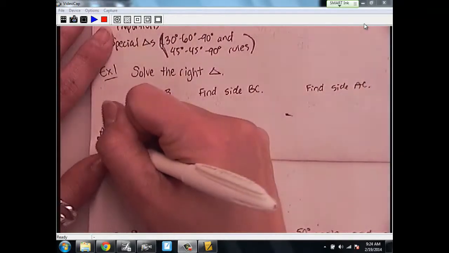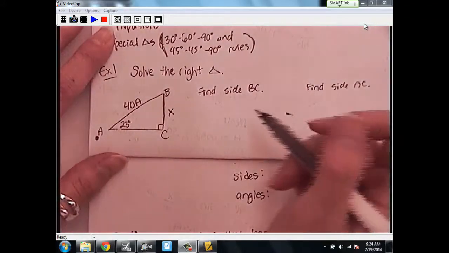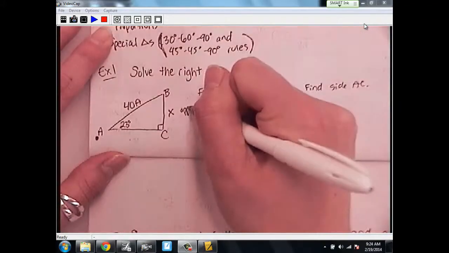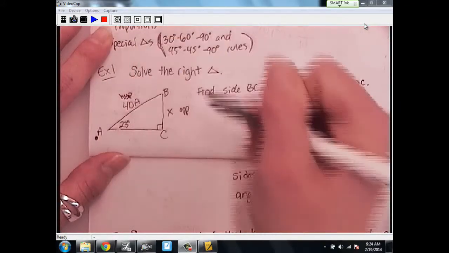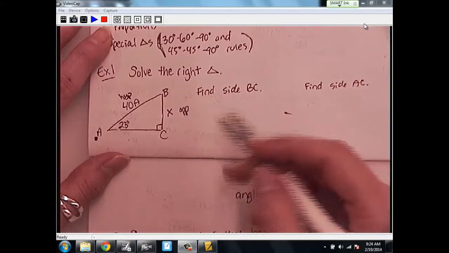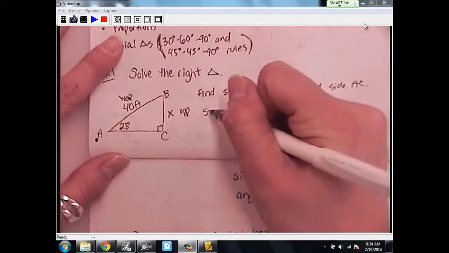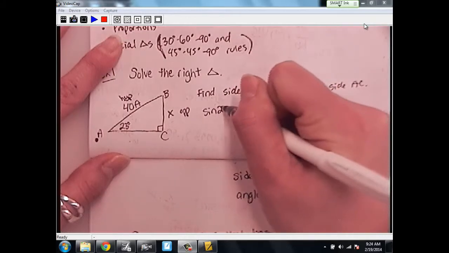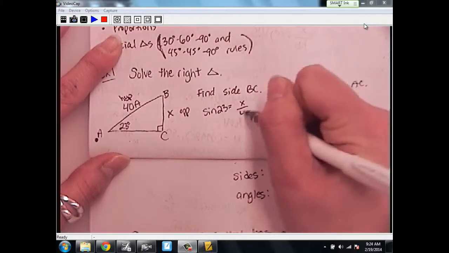Start at the angle that we're given, just not the 90 degrees, and label. This is opposite, and this is hypotenuse. Opposite and hypotenuse, that deals with sine. So we say sine of our angle equals the opposite over the hypotenuse.